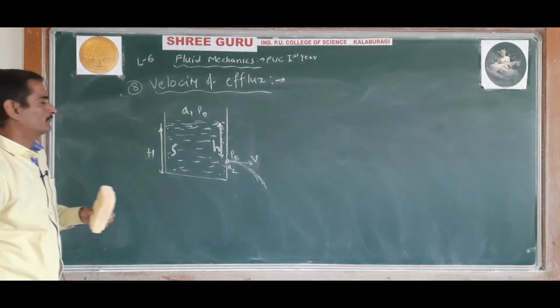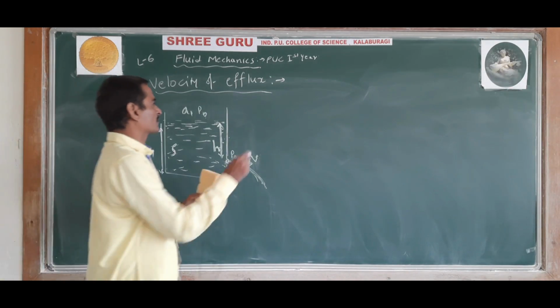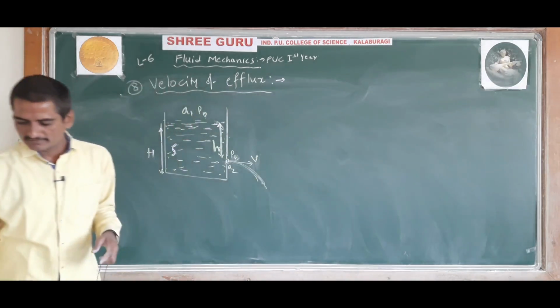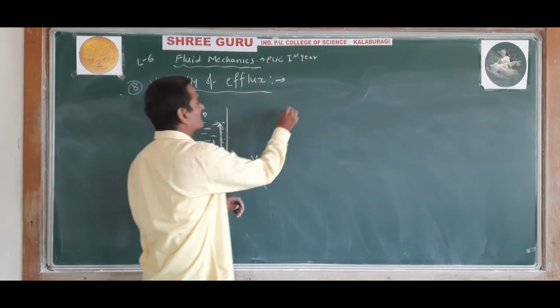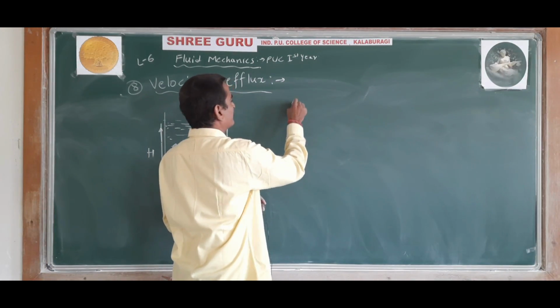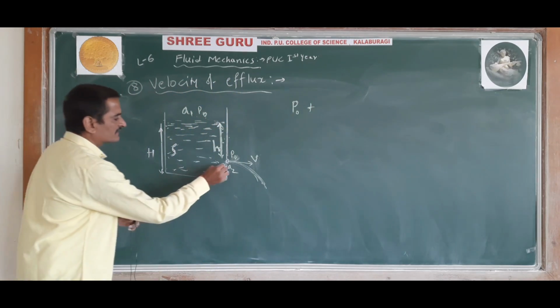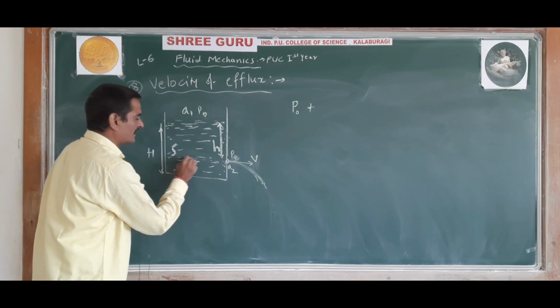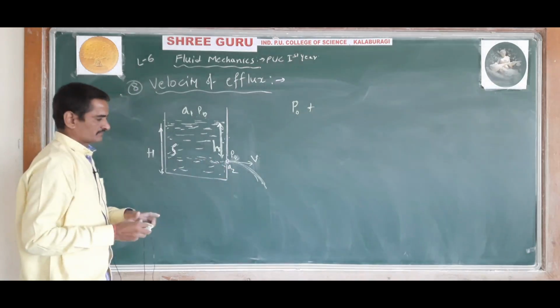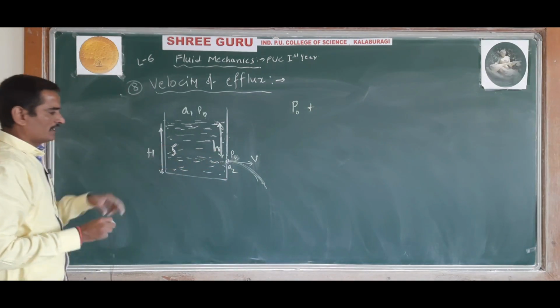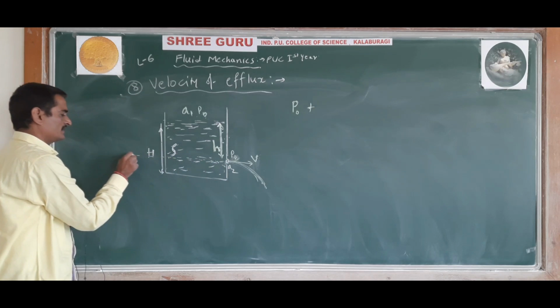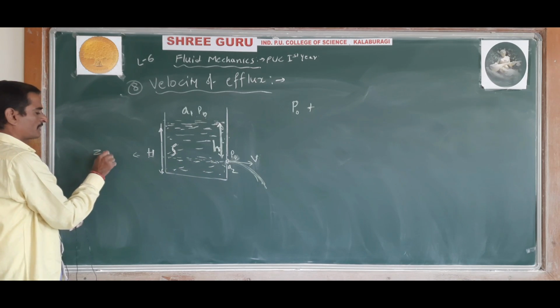So now apply Bernoulli's theorem at both the points. First here, pressure head P0, plus pressure head P0, and this level is taken as the zero potential level. This hole is at a point that is taken as the zero potential level.